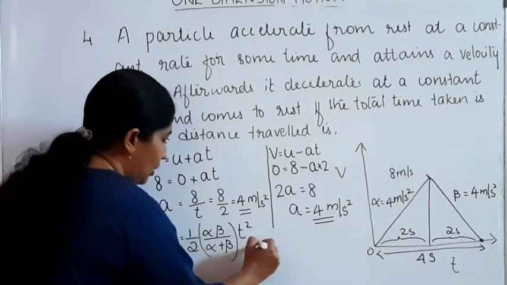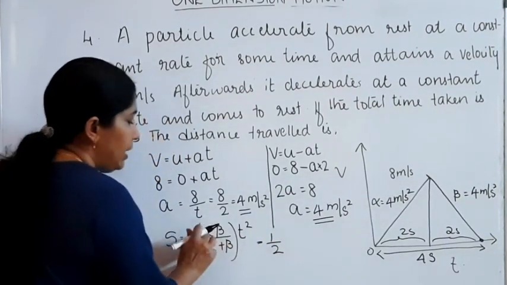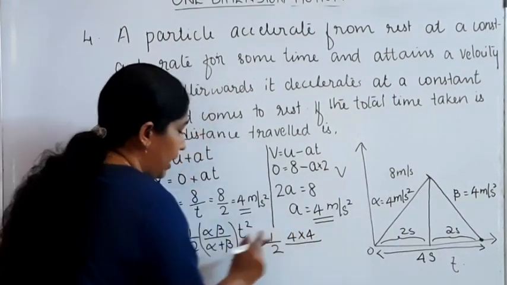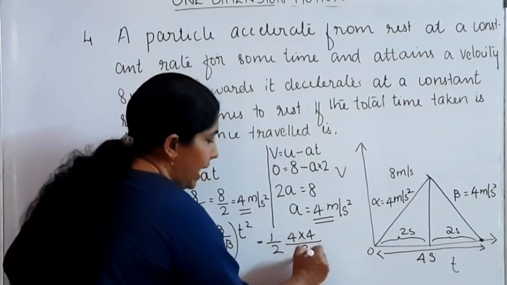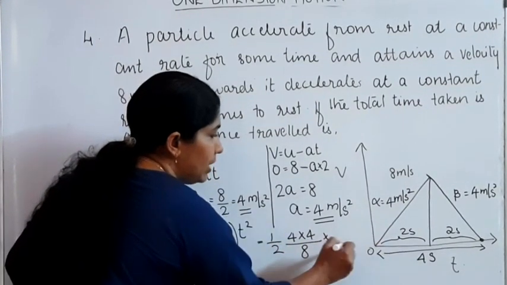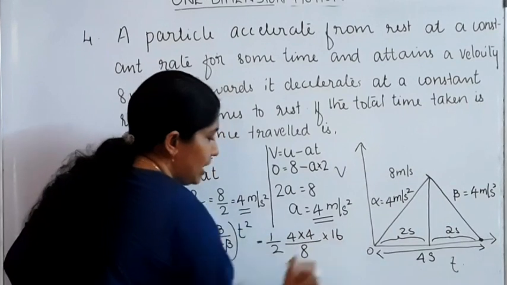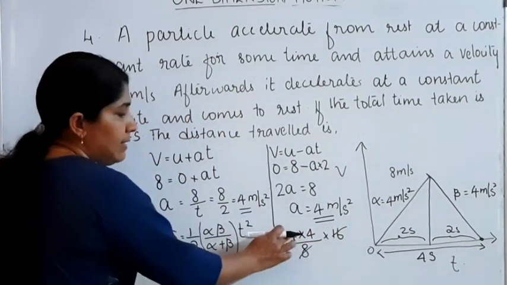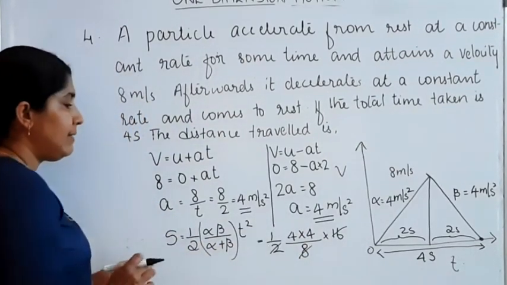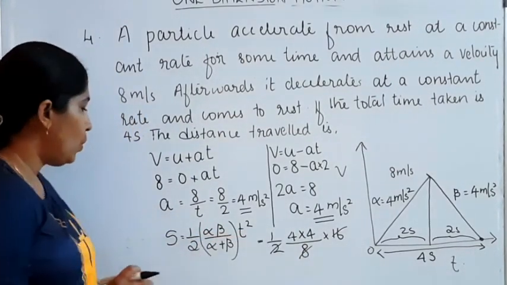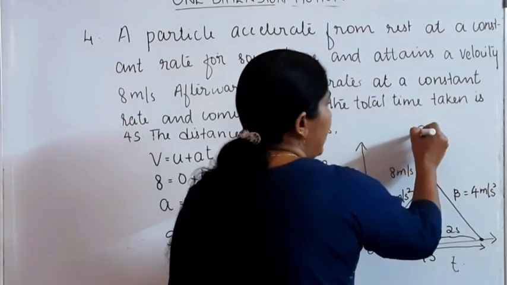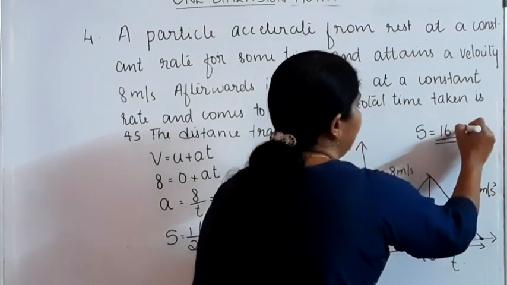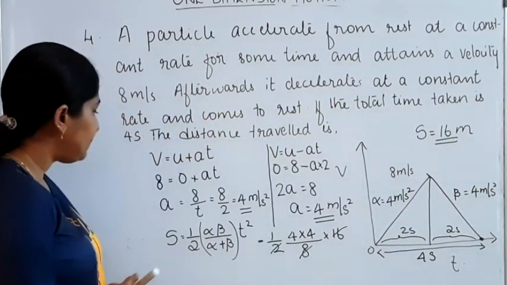That's equal to half into 4 into 4 divided by 4 plus 4, that is 8, into T square. T square is equal to 4 square, which is 16. Then on cancelling, the answer is 4 into 4. Displacement S is equal to 16. Then the displacement of the body, the total distance, is equal to 16 meter. That is the answer.